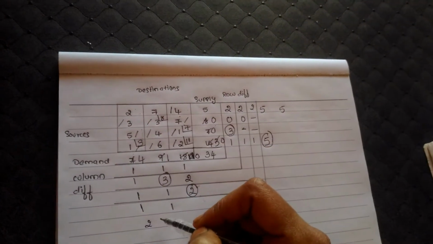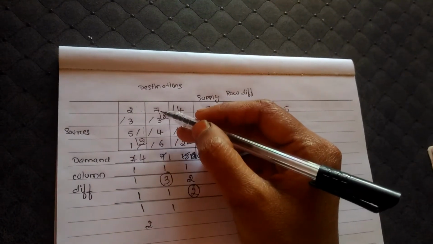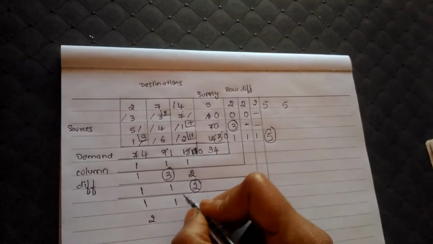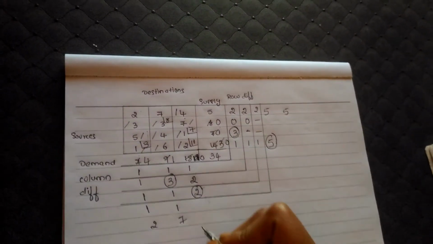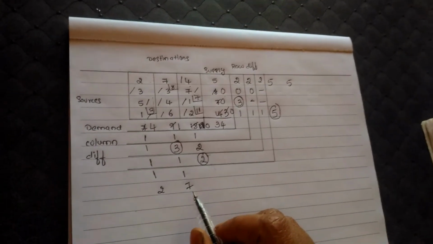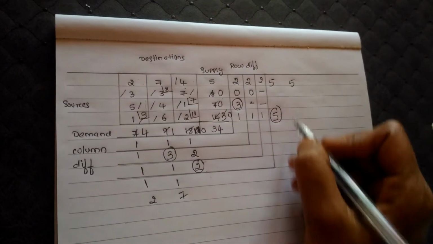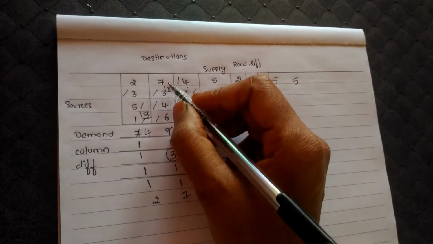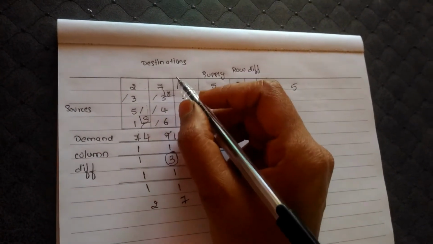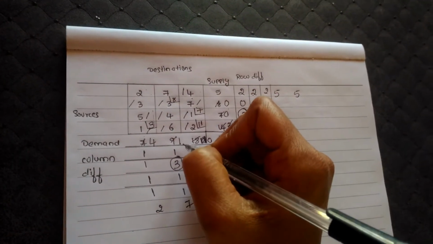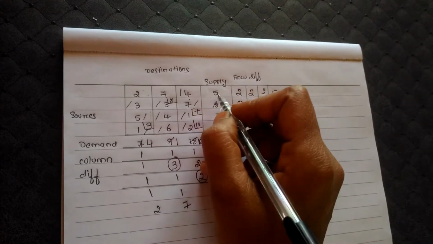I'll just bring down 2 as it is. Similarly, in column number 2, I don't have any other values. I have only 7, so I'll just bring down this value as it is. Now, amongst 7, 2 and 5, identify the largest value. The largest value is 7, in column number 2, and there's only one cell, so I'll go for 7, where the demand is 1 and the supply is 5.